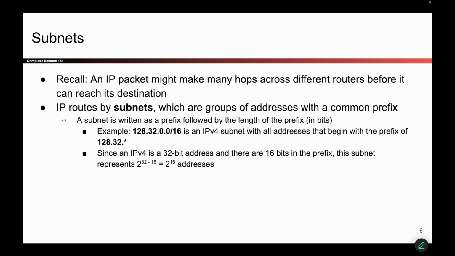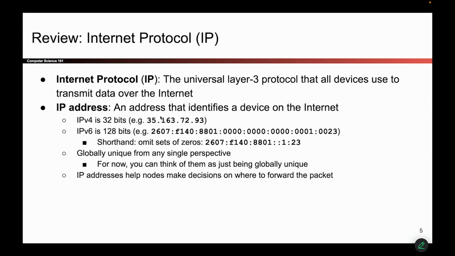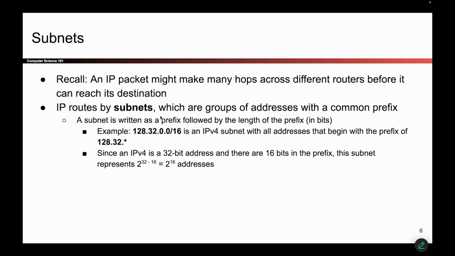So how does a router know where this IP address is located? How do you take this number and deduce where the computer is? Well, you do so using these subnets. And you can think of a subnet as a range of addresses that all start with the same bits. And everyone in the same subnet is located in the same geographic region or local network.